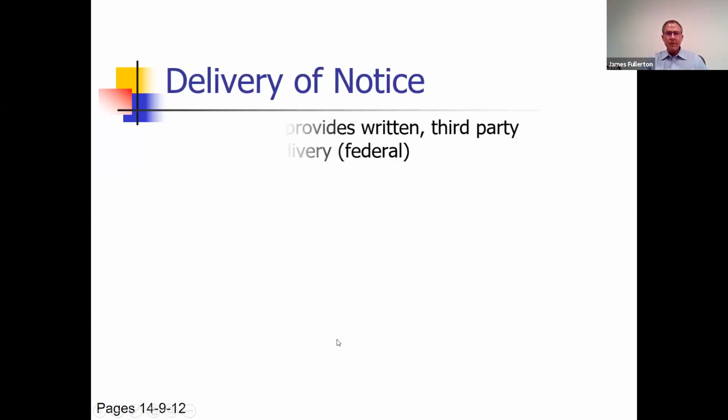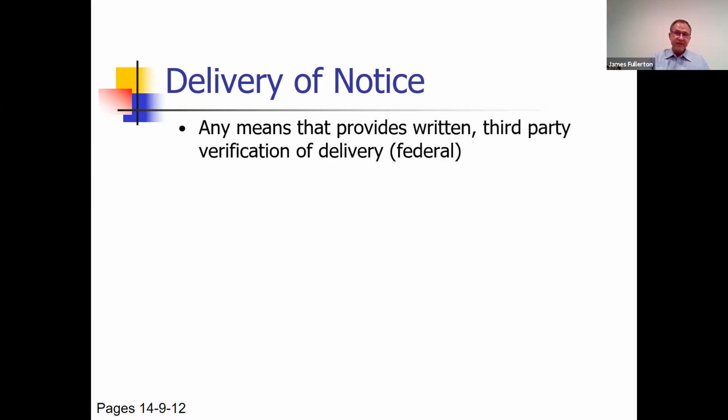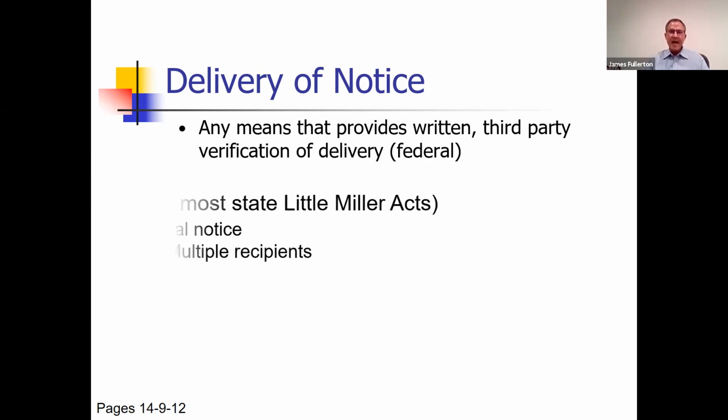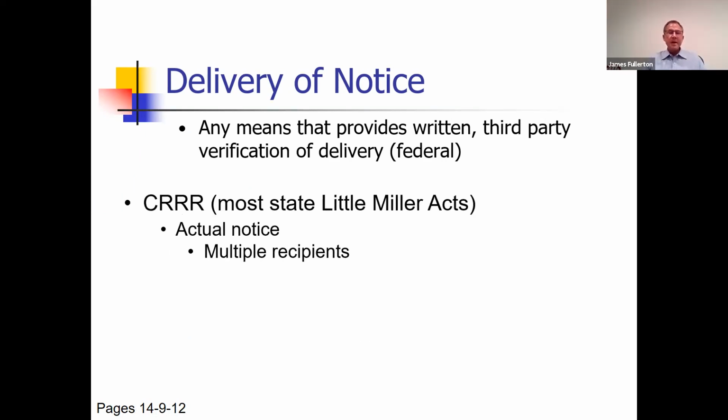Okay, delivery of the notice. Under the federal Miller Act statute, any means that provides written third-party verification of delivery works. That's FedEx, that's USPS, and certified mail also works. But the case law varies a little bit from state to state. Some states rule that the notice must actually be received within 90 days. And that is the federal rule: it must actually be received within 90 days of your last work.